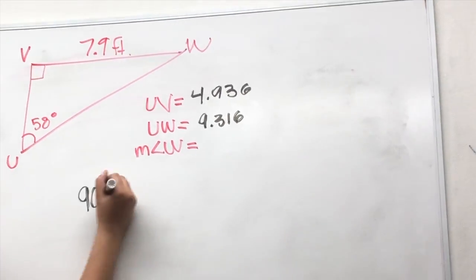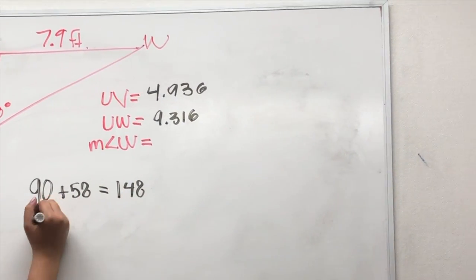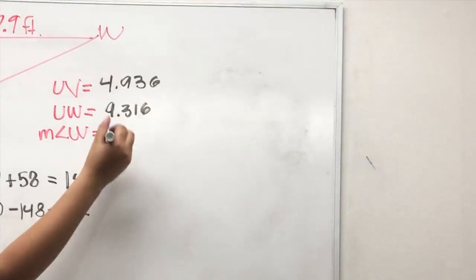Finding the measure of angle W is probably the easiest part. We just have to add 90 plus 58 to get 148 and subtract it from 180 to figure out the missing angle, which is 32.